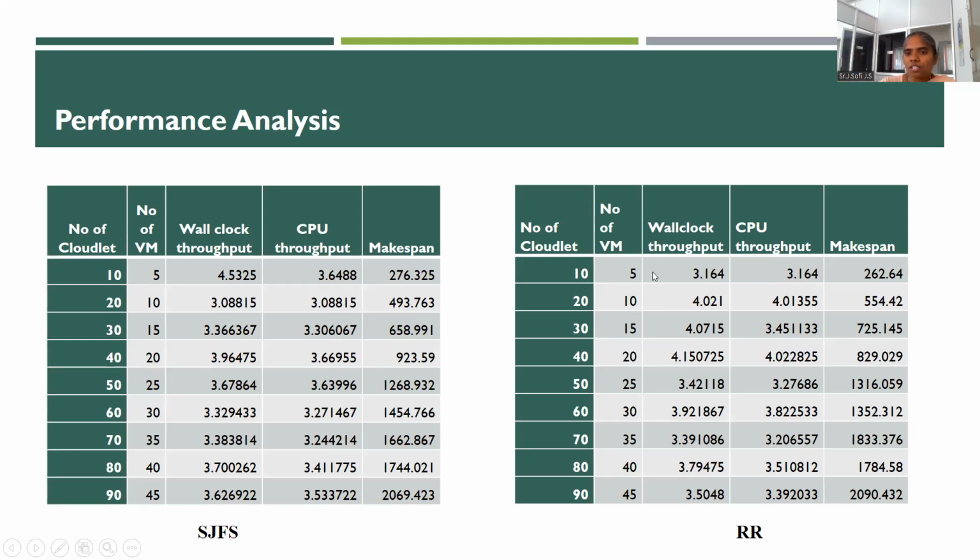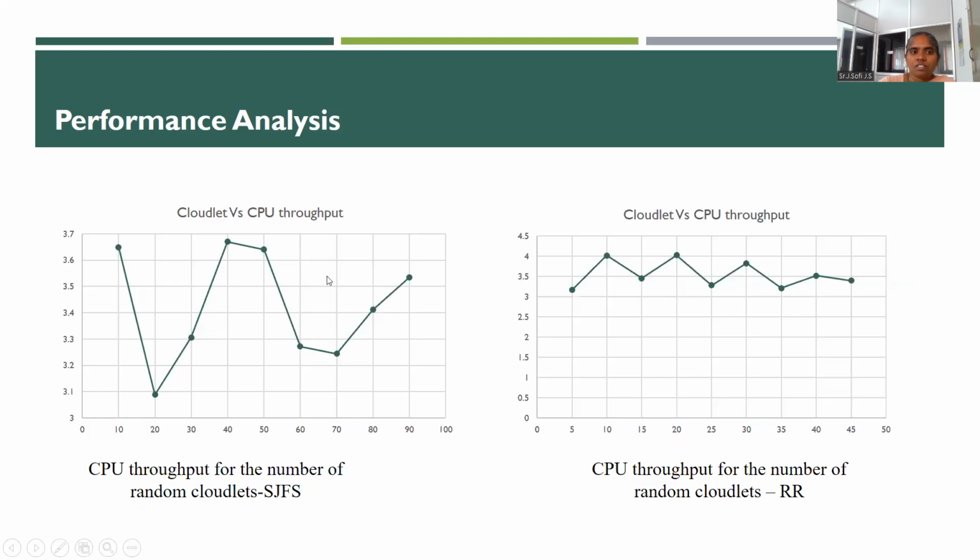You can compare the wall clock throughput, CPU throughput, and makespan. You see the performance is increased and the time is reduced compared with round robin. Looking at CPU throughput while executing the cloudlets, you can see a constant CPU throughput, and the clock time used is very constant. But here, it is high only at the start, then it reduces as the number of cloudlets increases. So the performance is increased here.